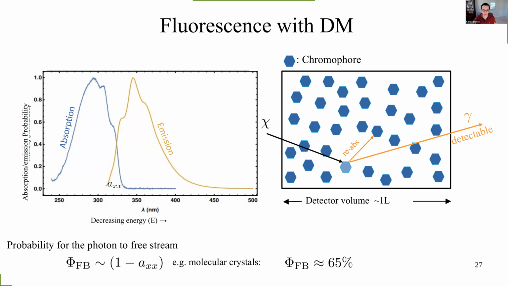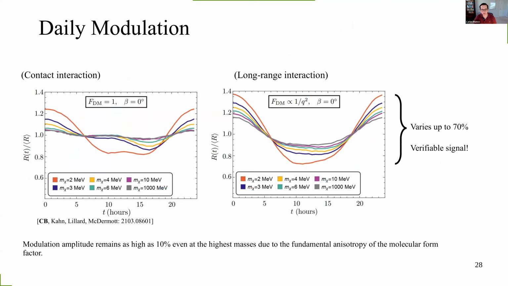Nature is quite kind to us here because generally speaking, molecules are transparent to their own emission. And so that means that if you excite a molecule and it gives off a photon, 65% of the time, thereabouts, you'll detect that photon on the surface of some large crystal. And so you can compute what the fluorescence rate, the rate of photon emission, might be throughout a day, the so-called daily modulation. And you find that for these kinds of molecular crystals, or for really anything that has this fundamental anisotropy, that rate varies over the day, right?